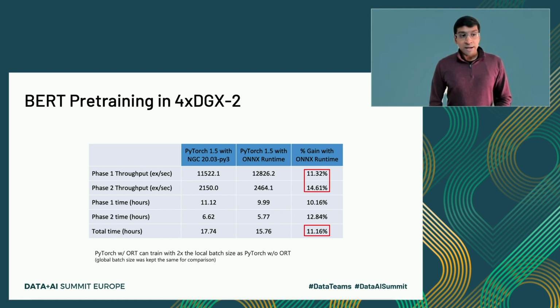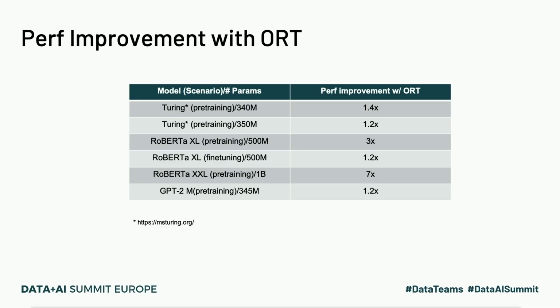ORT could train with a local batch size that is twice the size of the batch size possible in training using PyTorch without ORT. ORT ran at a local batch size of 128 and 16 for phase 1 and 2 respectively, whereas PyTorch ran at batch sizes of 64 and 8. The effective global batch size was the same in both cases for an apples-to-apples comparison. With optimization in memory utilization and computation, ORT can speed up training of transformer models.